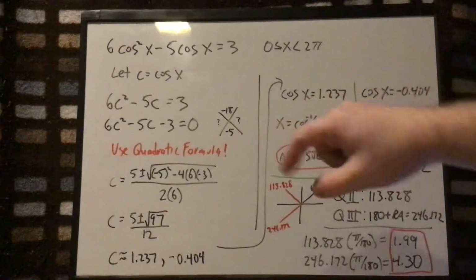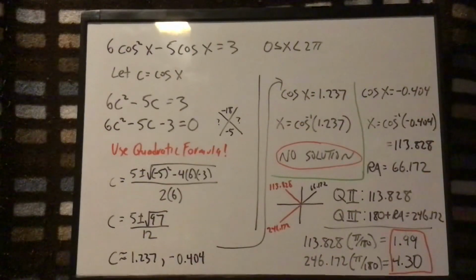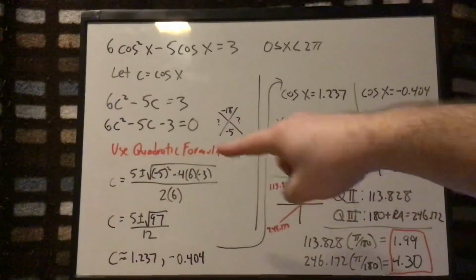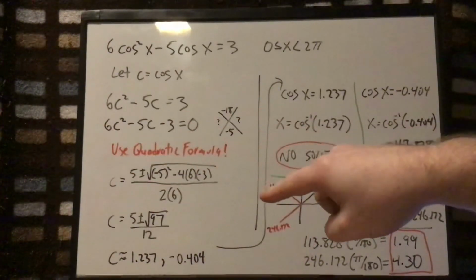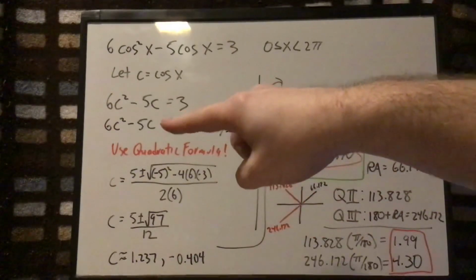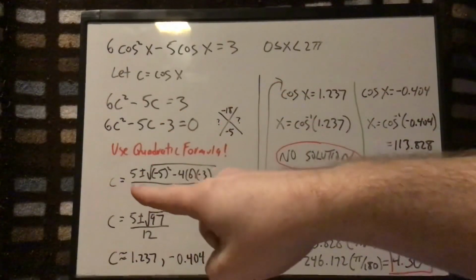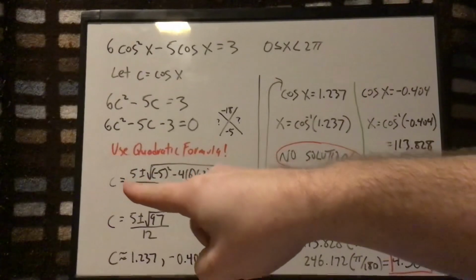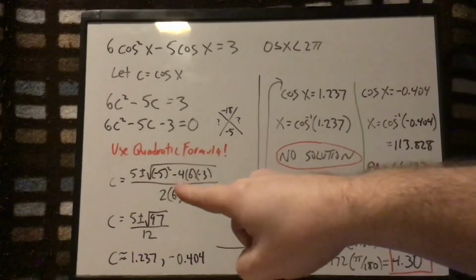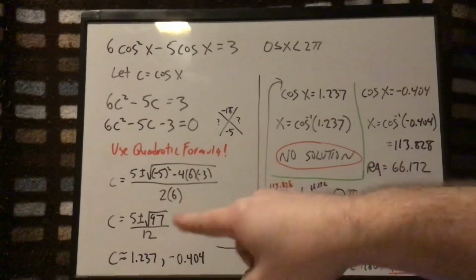Use the quadratic formula. The quadratic formula is x equals negative b plus or minus the square root of b squared minus 4ac all over 2a. Now, when I wrote it, I didn't want to write that all out. So notice that normally it's x equals. Our variable is not x, it's c. So the quadratic formula is going to be c equals negative b plus or minus the square root of b squared minus 4ac over 2a.